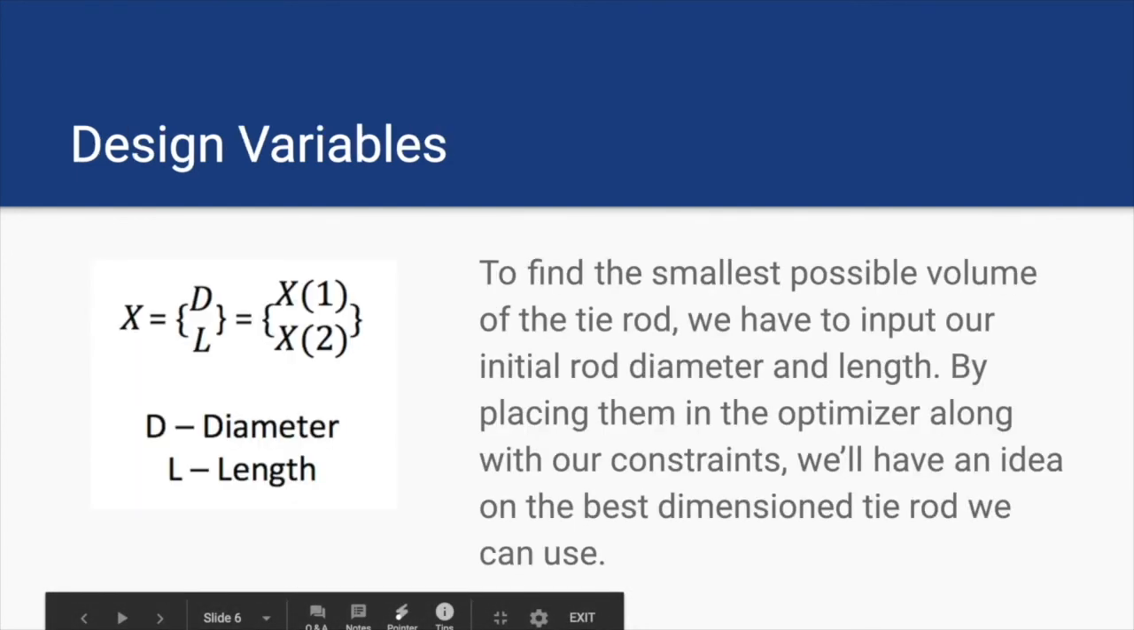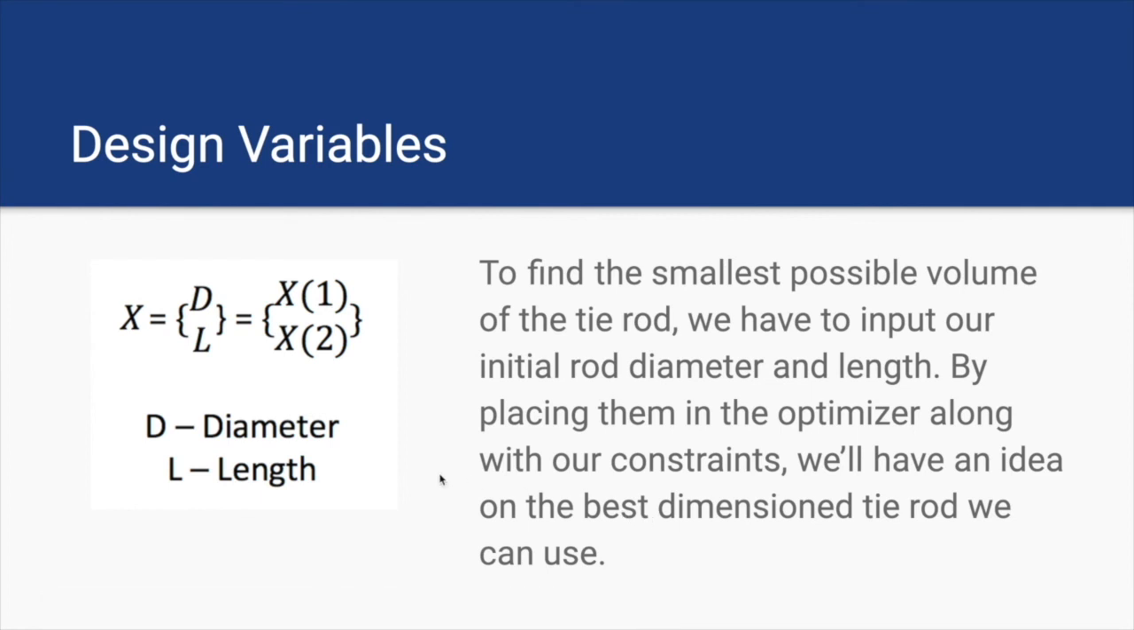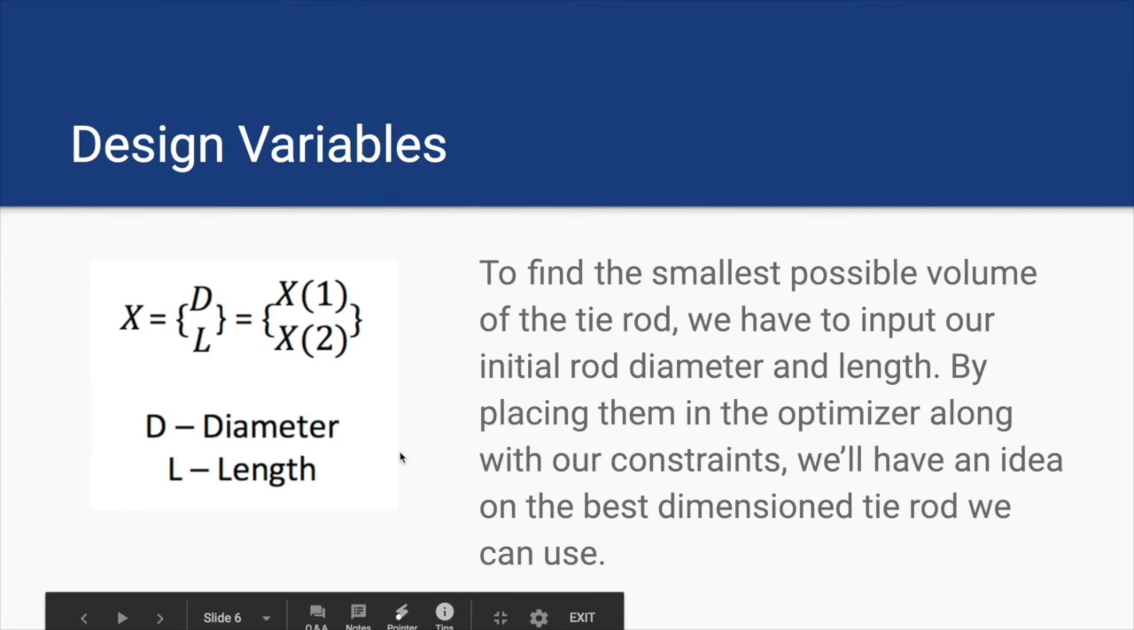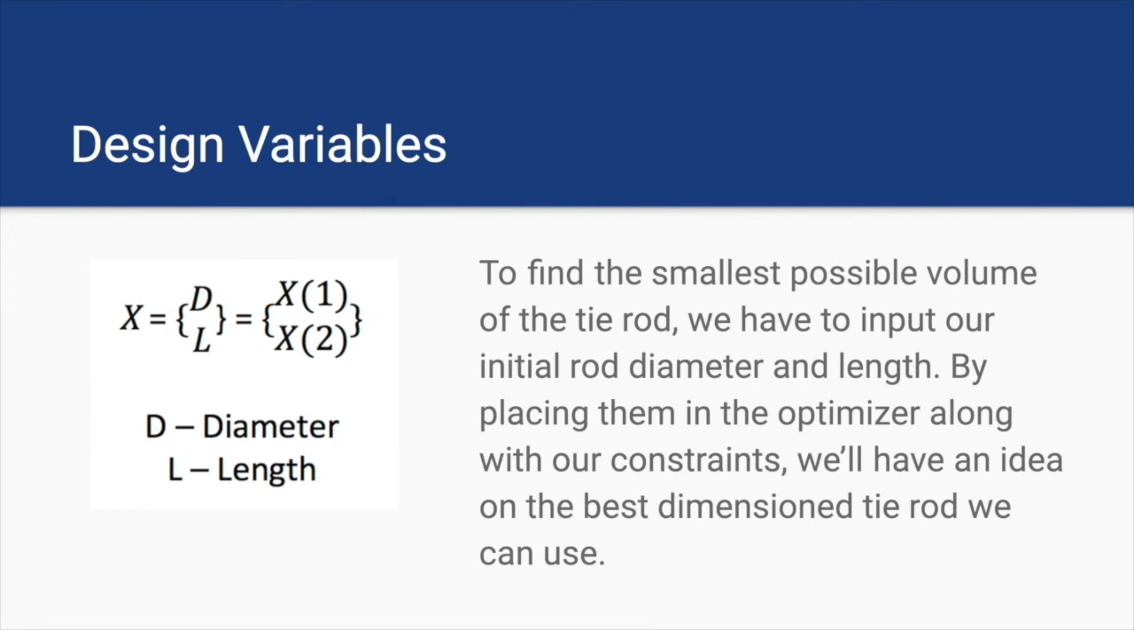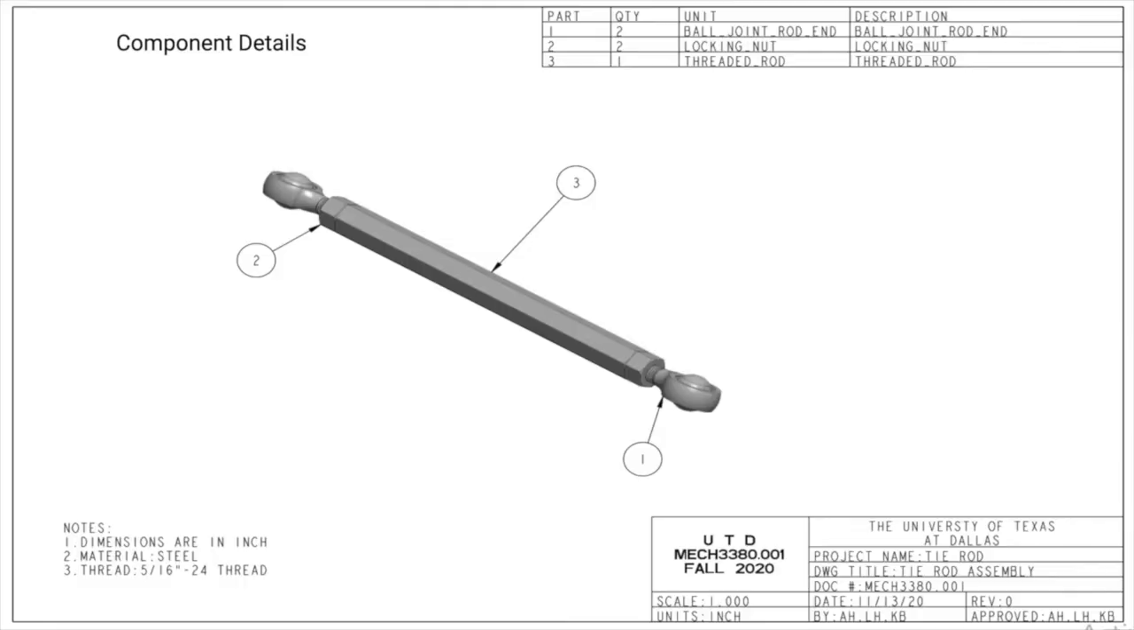For our design variables, we're going to try to find the smallest possible volume of the tie rod. We input our initial rod diameter and length into the optimizer along with our constraints, and then we'll have an idea of the best dimensions for the tie rod. Alejandro's going to talk a little bit about the component details.